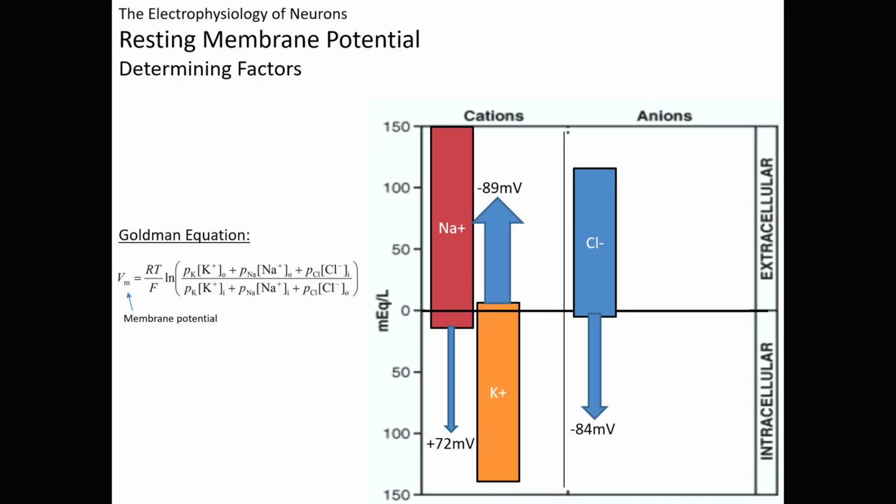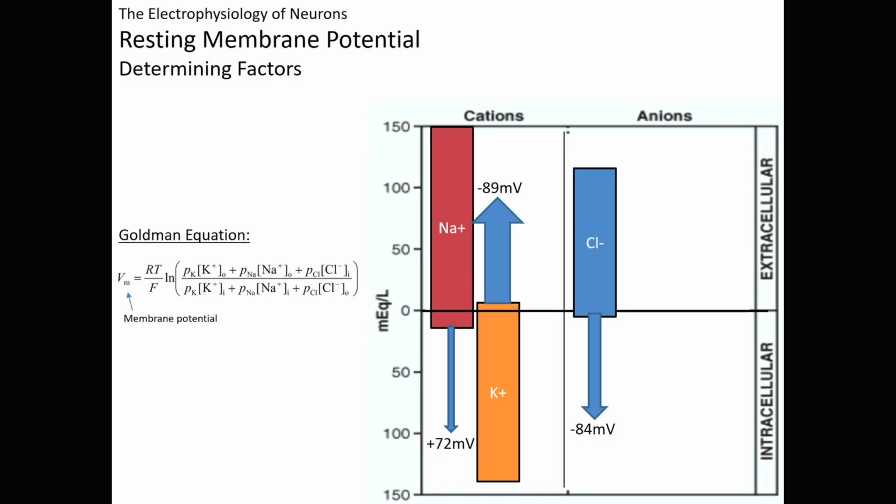We learned about the Nernst equation yesterday, which allowed us to calculate the equilibrium potential for a single ion at a time. But now we're going to get introduced to the Goldman equation. This is going to allow us to calculate the resting membrane potential that results when all of these different ions are simultaneously moving across membranes trying to get to their equilibrium potential.